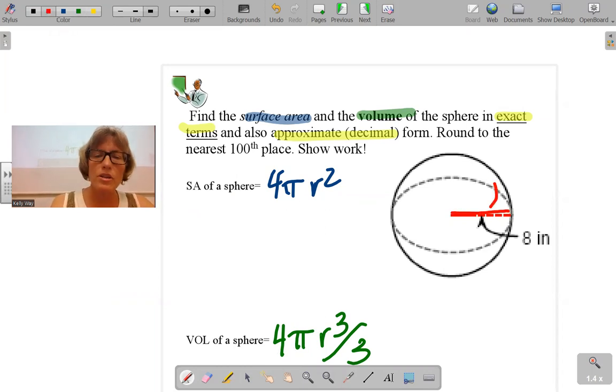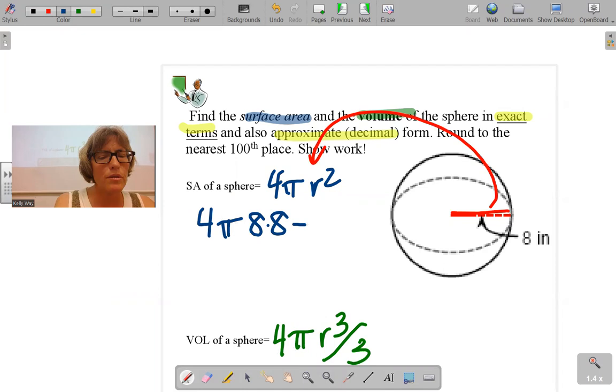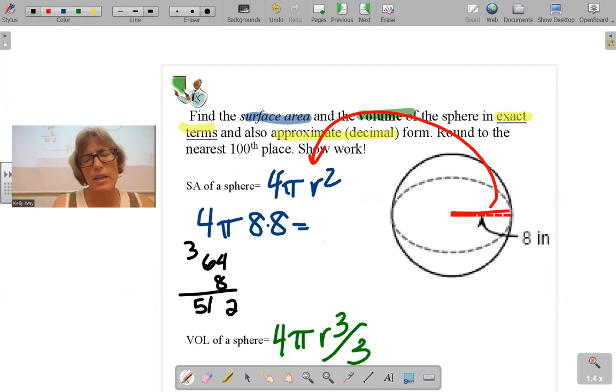Our radius is 8, so we're going to bring it right over here. 4 pi 8 times 8. And that's going to be 64 times 8. 64 times 4 is 512. And pi inches squared. We'll do the approximation in just a moment.